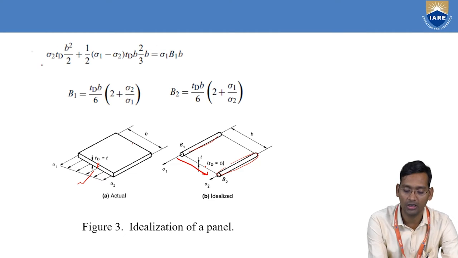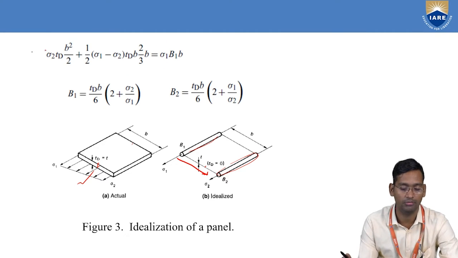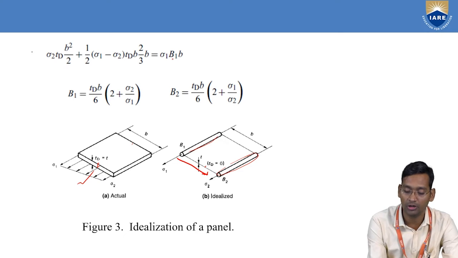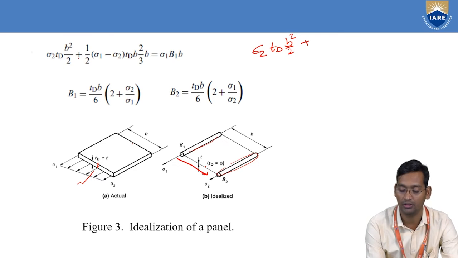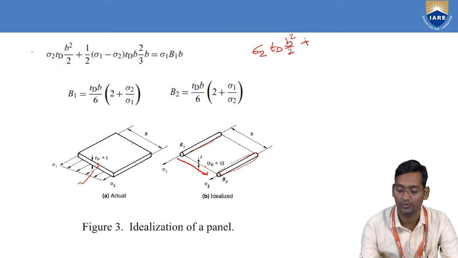Now from here we have to find B1. So B1 will be what? See what we have: sigma 2 t_D b square by 2 plus, let's see, I'm just multiplying everything here, so then it will be easier to cancel.